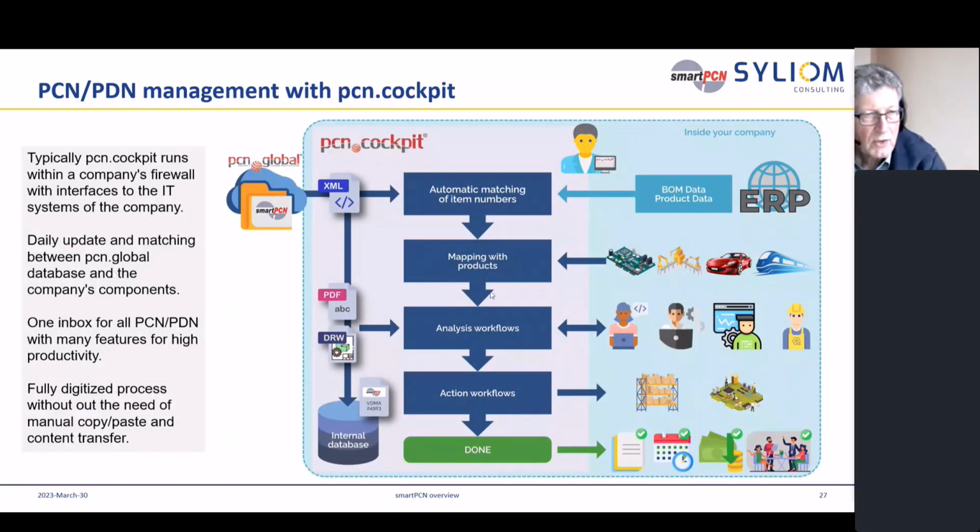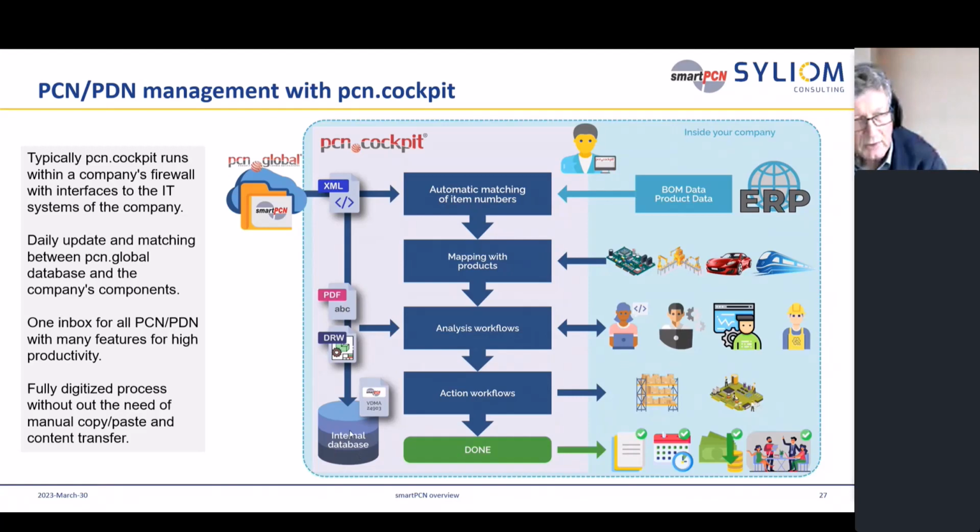And the architecture is exactly as I've shown before. So the PCN Cockpit runs within a company's firewall with interfaces to the IT systems of the company. Because it's inside the firewall, it is easy to connect to ERP systems and BOM data and other product data systems. The system does every night an automatic matching of all the item numbers with all the PCNs that are in this database. As soon as you find, okay, this is one that I need, like a PCN inbox, then you download it into the internal database.